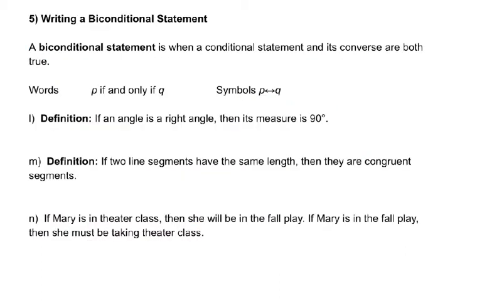Okay, let's talk about biconditional statements. A biconditional statement is when a conditional statement and its converse are both true. So if you can go P then Q and then Q then P, then you would use if and only if. That's how you would write it, and then there is the symbol, a line with two arrows. So if an angle is a right angle, then its measure is 90 degrees. Are those true? If it's a right angle, does it measure 90? Yes. If it measures 90, is it a right angle? Yes.